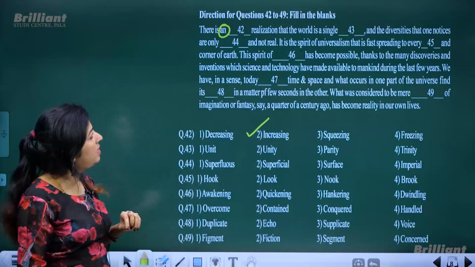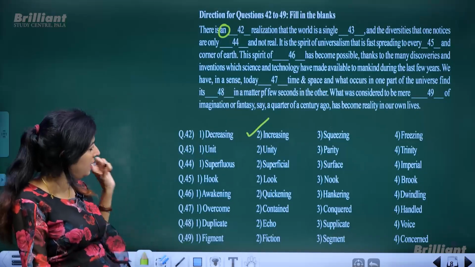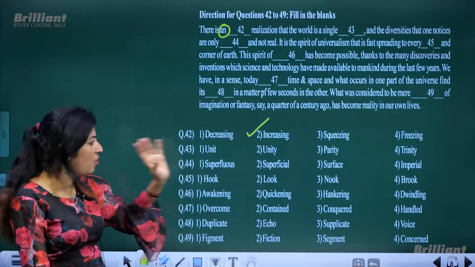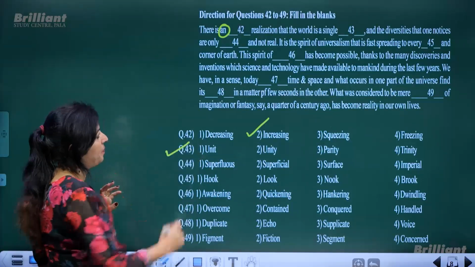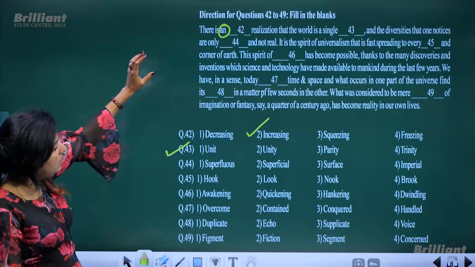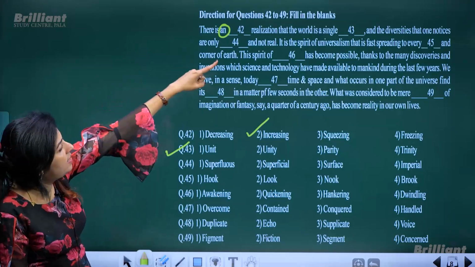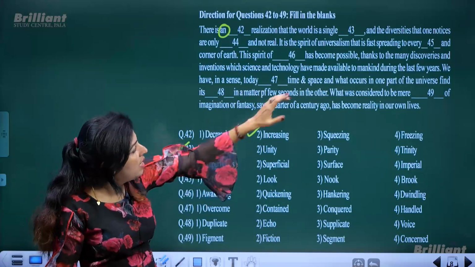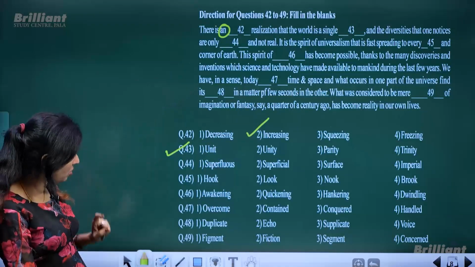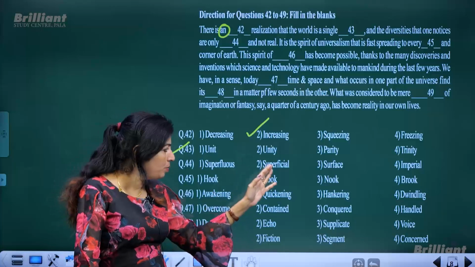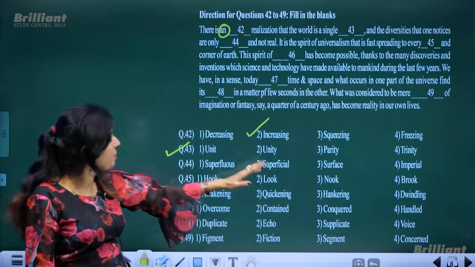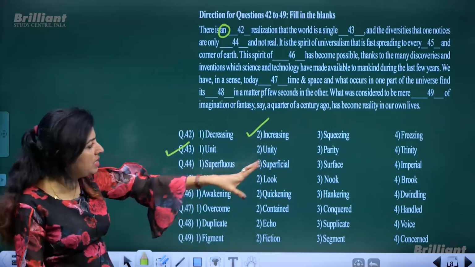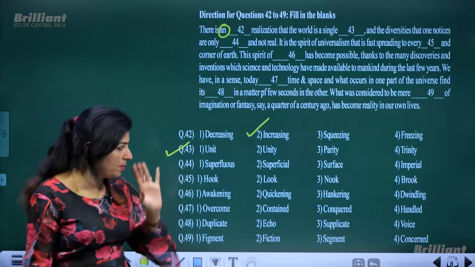Obviously, using this particular connection, you can go for this. There is an increasing realization that the world is a single dash. Single unity, no. Parity or system trinity, the ty is not used. Single unit. Okay. The world is a single unit, and the diversities or varieties or differences that one notices are only dash and not real. Is it superfluous, superficial, surface, imperial? So, are only surface and not real? No. Only imperial means something which is connected with the empire. Last two options cannot be taken.